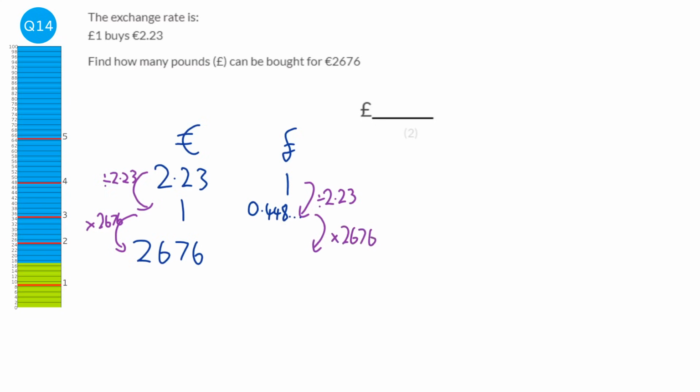And when we do that, we get £1,200. So 2,676 euros is £1,200.